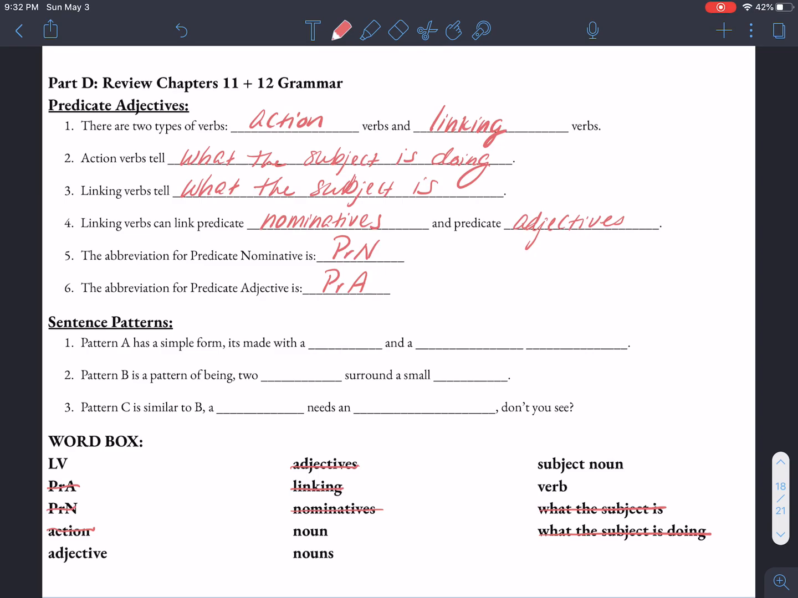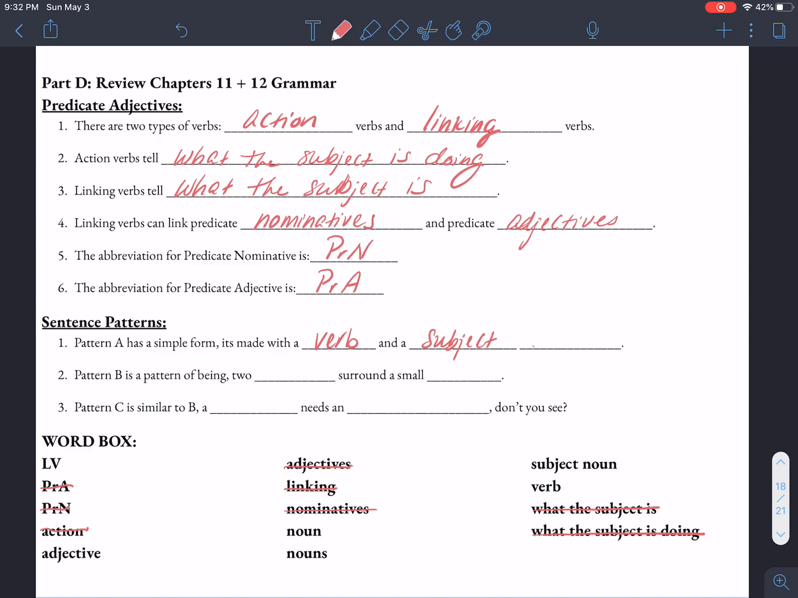All right, now sentence patterns. Here we go with the chant, sort of. Pattern A has a simple form. It's made with a verb and a subject noun. All right, so let's cross those out. Okay, SNV, SNV. Pattern A has a simple form.